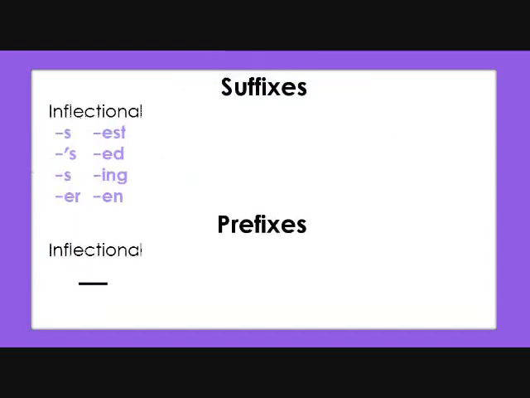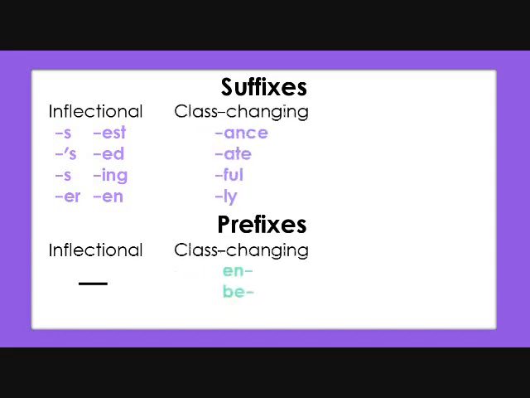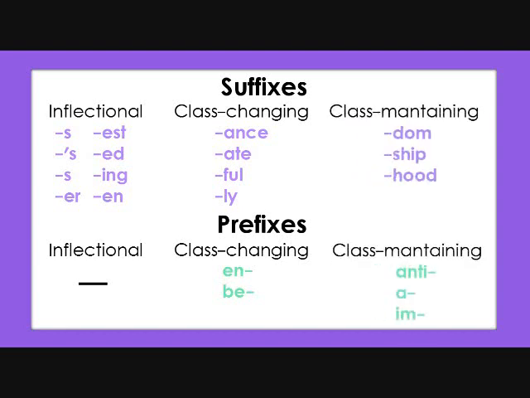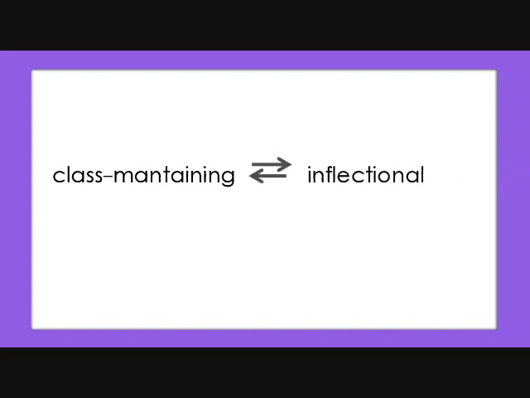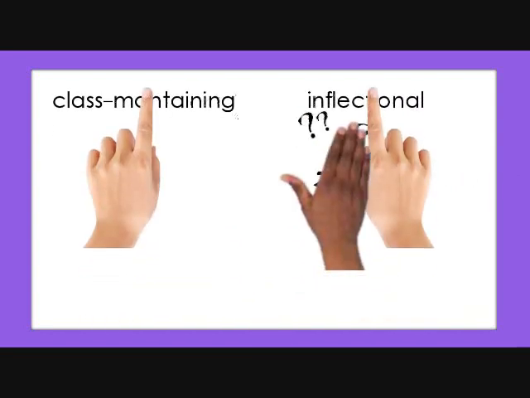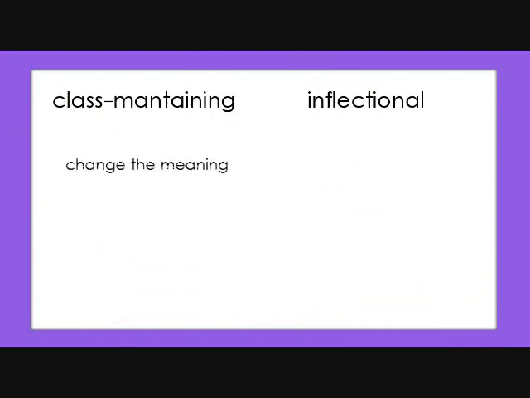If you can notice, inflectional morphemes are all suffixes. Most of class-changing derivational morphemes are also suffixes. There are only few exceptions. This means that most prefixes, the ones that go at the beginning, are class-maintaining. You may say, well, if class-maintaining don't change the part of speech or word class, why aren't they cataloged as inflectional? Remember that class-maintaining also change the meaning and inflectional don't change the meaning, neither the word class.